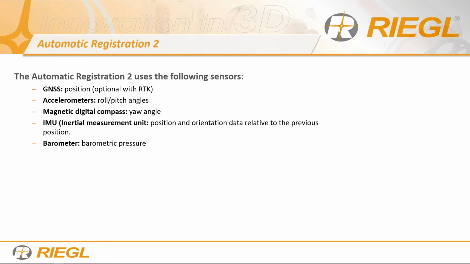All right. Automatic registration. Automatic registration uses the following sensors. These are all on board and hidden behind the scenes, so you don't have to go find them. GNSS position, the internal GPS, RTK is optional. Accelerometer gives you the roll and pitch, and the digital compass gives you the heading, right? All these internal sensors, this internal information, will allow you to set up the scanner without leveling it.